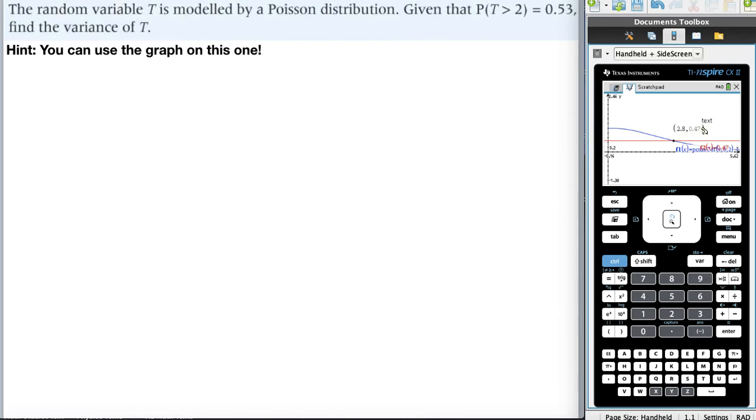Now we knew that the y value was 0.47 because that's the red line here. That was the number that we needed over there. But this first number, x, is the x parameter, because remember when I did the Poisson, I put in x, and so the x value is what I'm looking for, 2.8. So therefore 2.8 is the parameter of this Poisson distribution, and given that 2.8 is the parameter, that means that 2.8 is also the variance, and so that's your final answer, that the variance of t is equal to 2.8. No problem. All right, that's it for today.